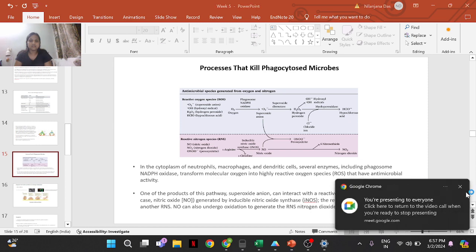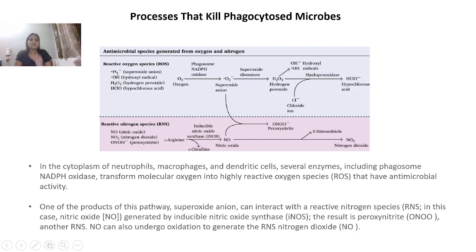Here you can see many reactive oxygen species are produced, like superoxide anion, hydroxyl radical, hydrogen peroxide, hypochlorous acid, and some reactive nitrogen species also are produced, like nitric oxide, nitrogen dioxide, peroxynitrite, and these all also have antimicrobial activity. So they will directly kill the phagocytosed microbes. These are produced inside the cells, like in the cytoplasm of neutrophil, macrophage, dendritic cells.